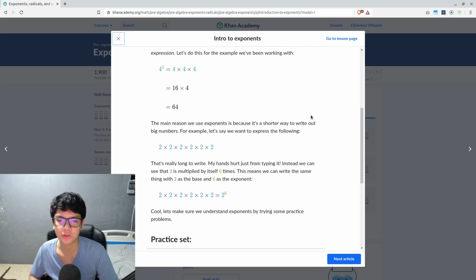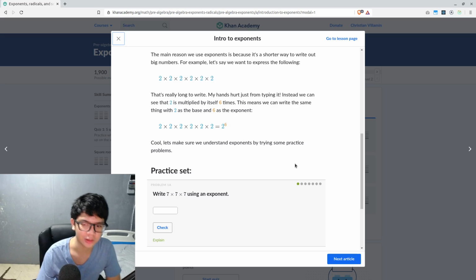The main reason we use exponents is because it's a shorter way to write out big numbers. For example, let's say we want to express the following. That's really long to write. My hands just hurt from typing. Instead, we see that 2 is multiplied by itself 6 times. This means we can write the same thing with 2 as the base and 6 as the exponent.